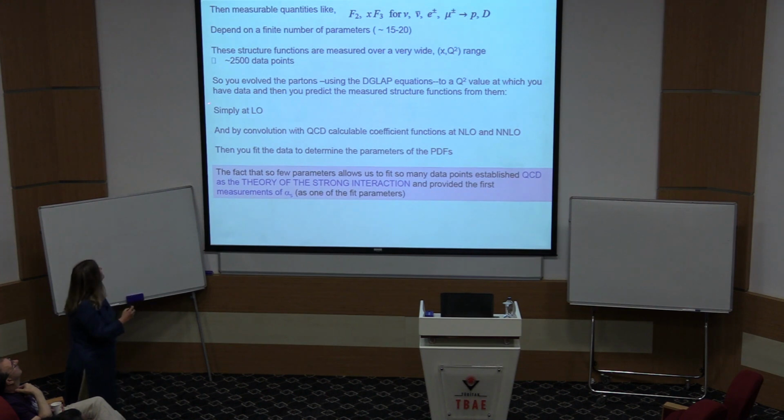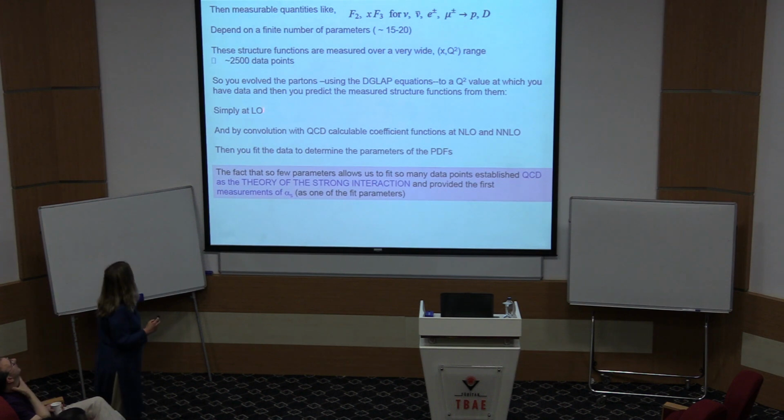This is very simple at leading order, as I told you. Something like F2 is just a simple weighted sum over quark distributions. It's more complicated at NLO and NNLO, but it's still completely calculable, and there are packages that will do this for you. You don't have to work it all out yourself. And you then fit your data, some 2,000 odd data points, to these parameters.